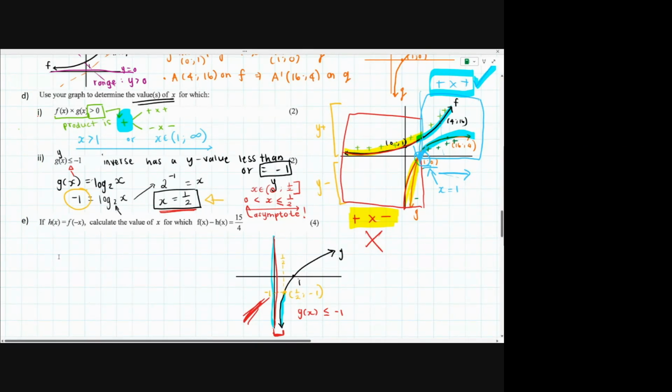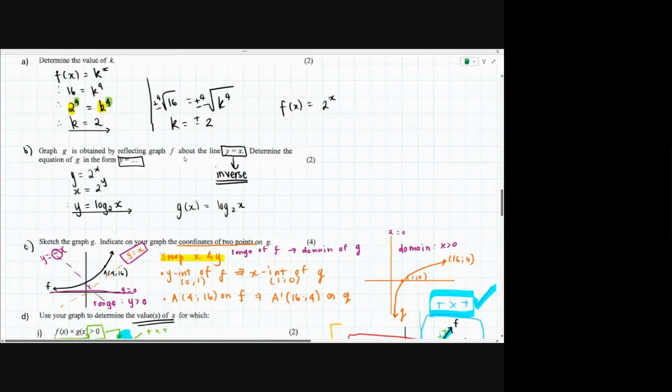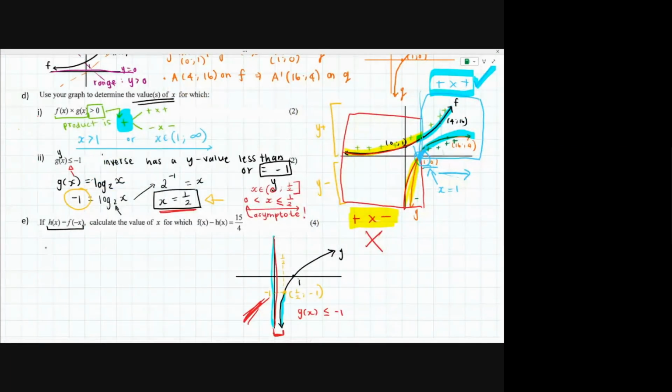Right, this last question, E, says, if h of x is equal to f of negative x, calculate the value of x for which f of x minus h of x equals 15/4. Lots of things, we're going to break it down. Firstly, we want to understand what this transformation is over here. f of x, we worked out right at the start to be 2 to the power x.